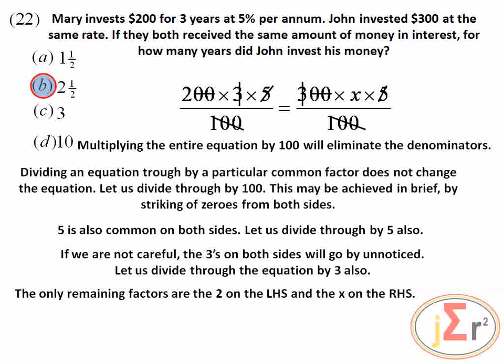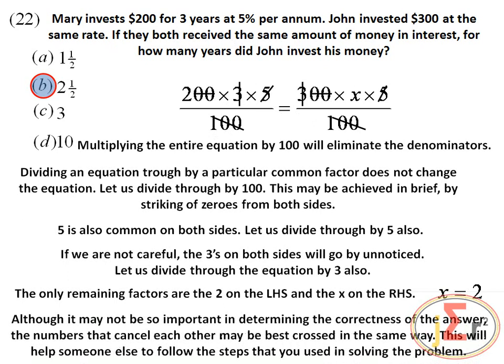The only remaining factors are the 2 on the left hand side and the x on the right hand side. So those two must be equal. x is equal to 2. So if we equate the rate on Mary's investment and the interest on John's investment, then after reducing the equation, we have only x on one side and 2 on the other side. So x is equal to 2. Our answer is equal to 2.